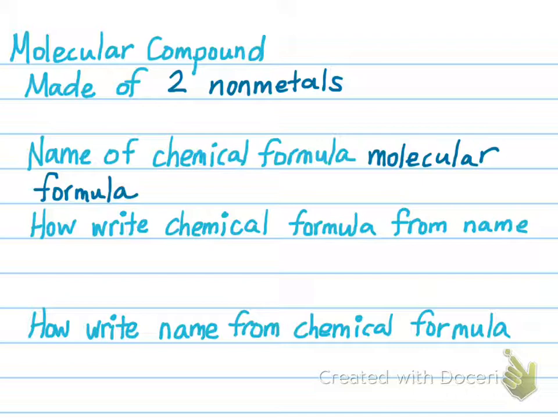All right, how to write the chemical formula from the name. This is mostly what we're going to do moving forward through chapters 8 and 9. Okay, so this is the part that's really important that you remember how to do. And remember, for molecular compounds, to write the chemical formula from the name, our prefixes become subscripts.